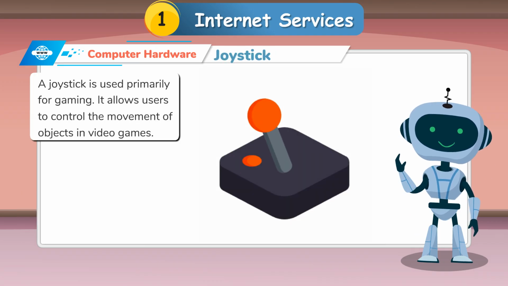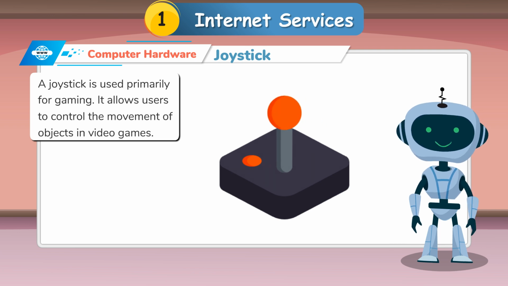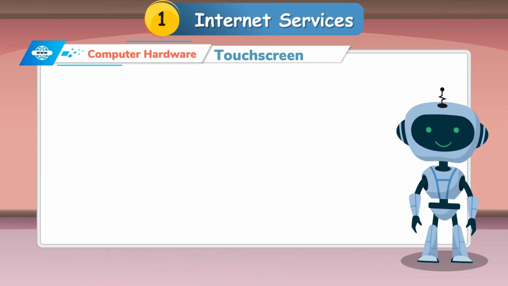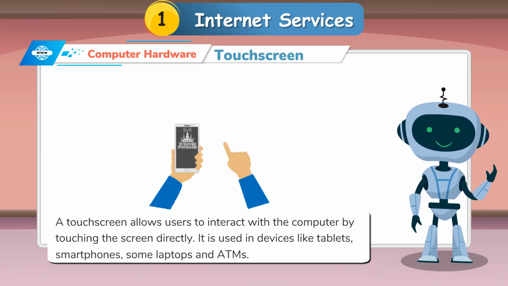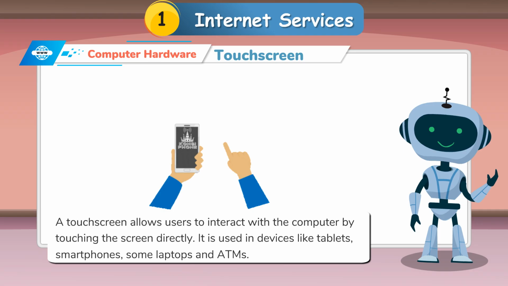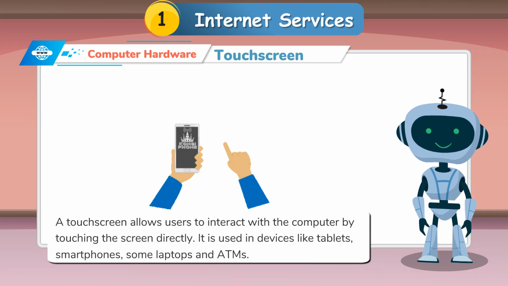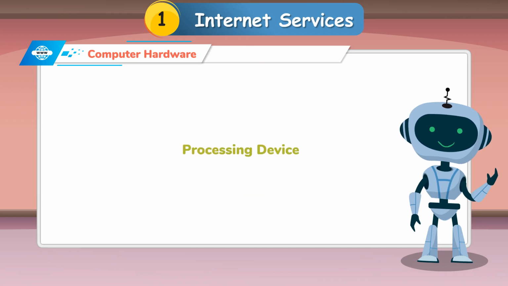Joystick. A joystick is used primarily for gaming. It allows users to control the movement of objects in video games. Touchscreen. A touchscreen allows users to interact with the computer by touching the screen directly. It is used in devices like tablets, smartphones, some laptops, and ATMs.